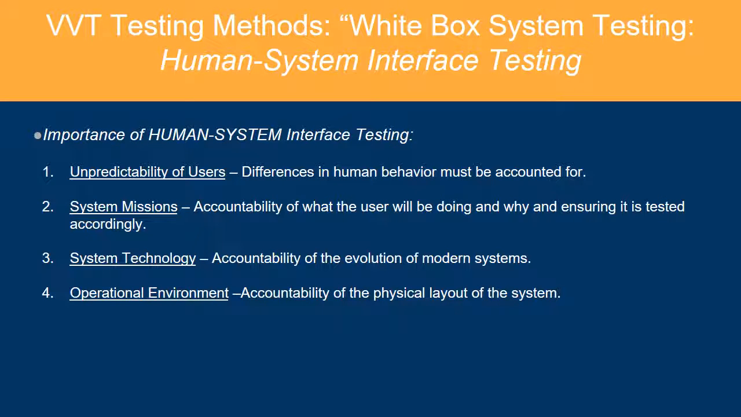Human system interface testing. Unpredictability of users: testing must cover the variability among individuals. Differences in human behavior are difficult to model. Systems missions: testing must take into account what it is that the system and users will be doing and why they will be doing it, and design the testing process accordingly.